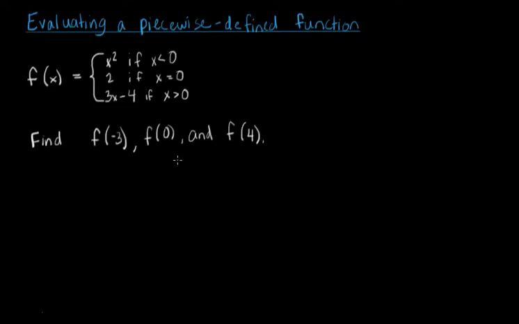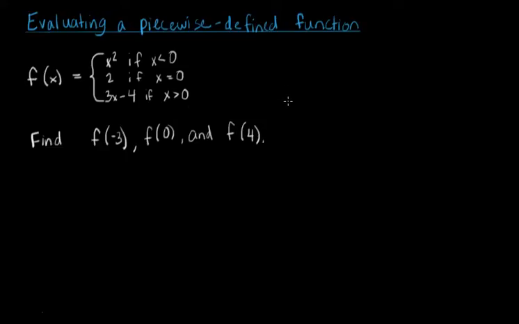In this video, I want to talk about how to evaluate a piecewise defined function. Very simply, a piecewise defined function is a function where different sets of inputs get different operations done to them. For example, this function says that f of x is equal to x squared if x is less than 0, 2 if x is equal to 0, and 3x minus 4 if x is greater than 0.